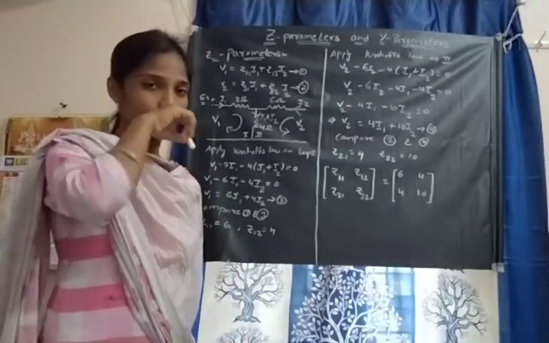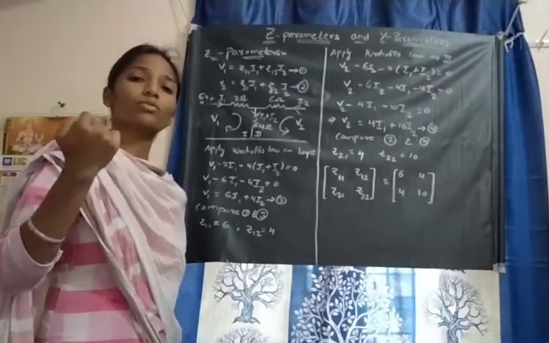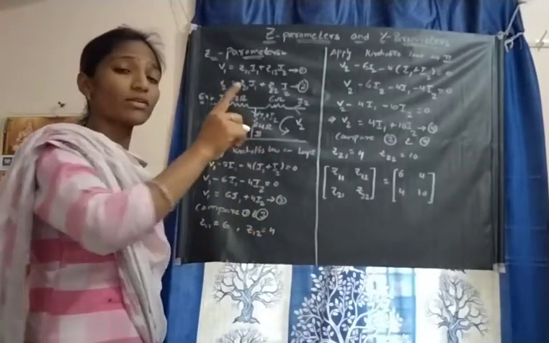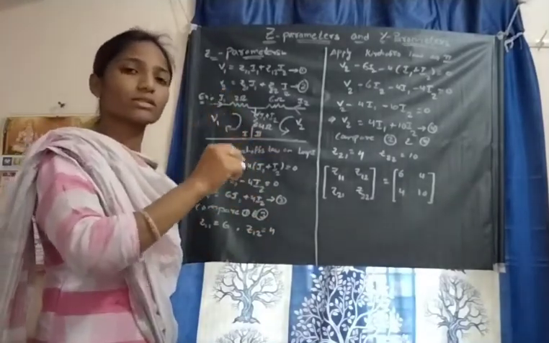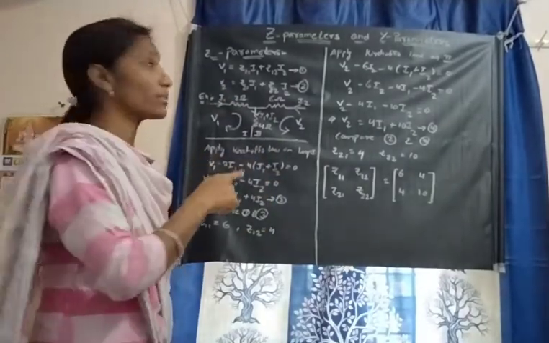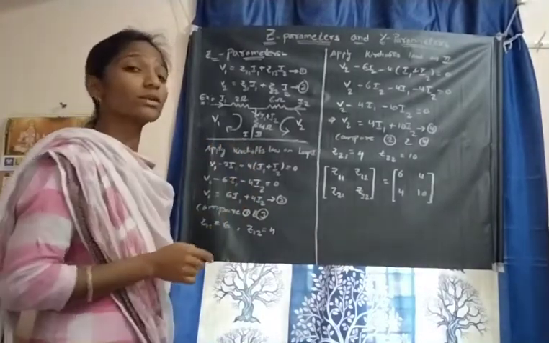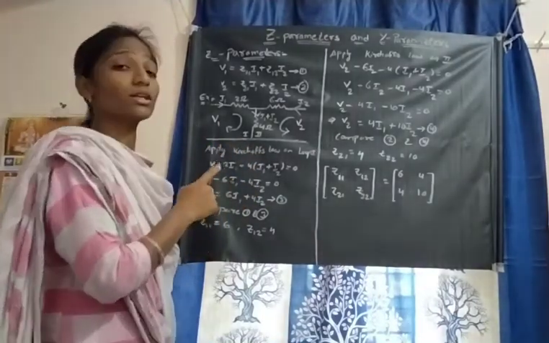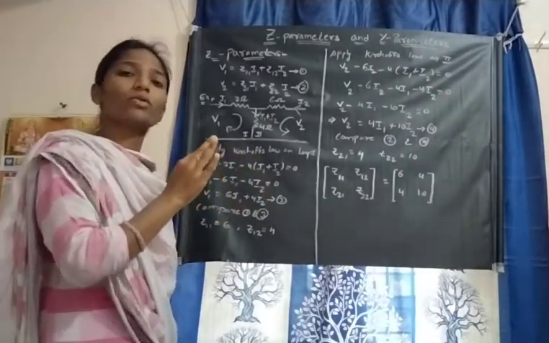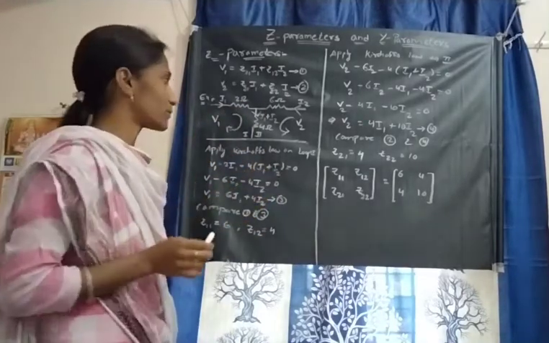Yesterday we came across two linear equations which relate input variables with the output variables. One of those equations is V1 equal to Z11 I1 plus Z12 I2, right? Then V2 is equal to Z21 I1 plus Z22 I2. So these are the two equations related to a two-port network system depending upon the input and output.